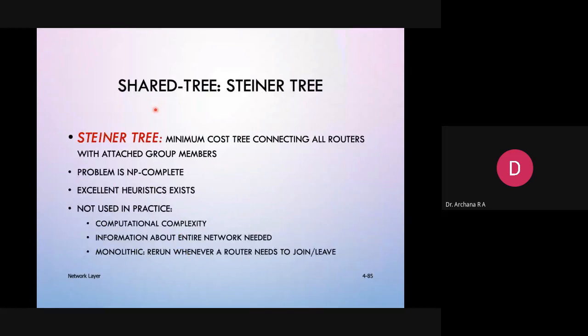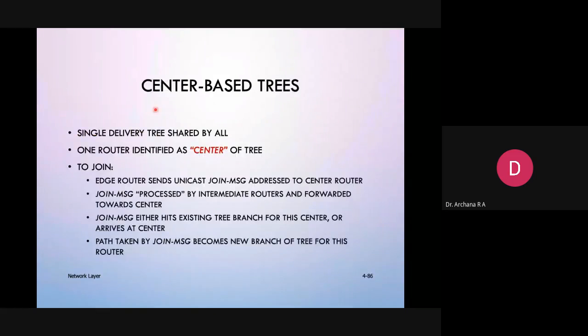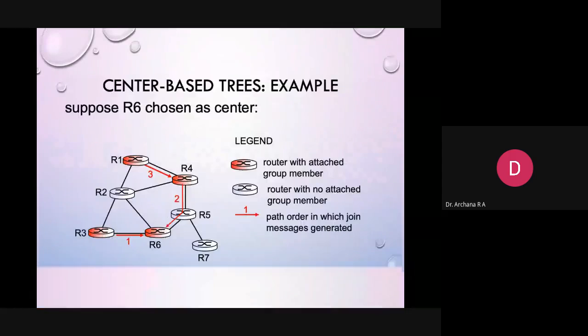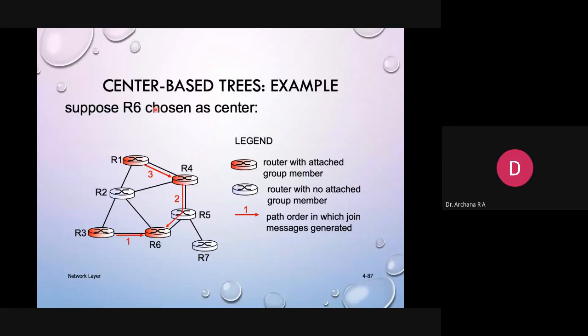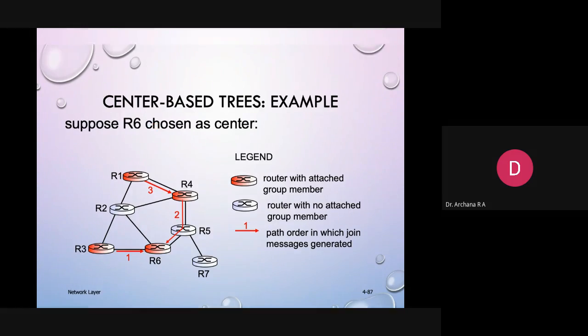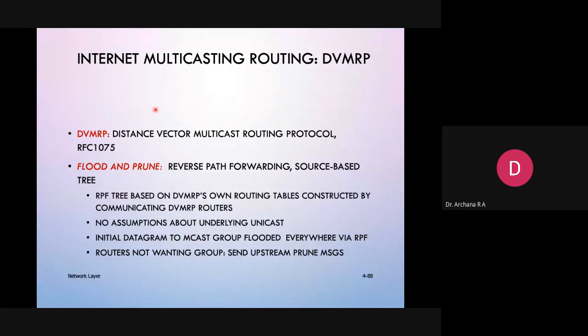Okay, we have seen the shared tree. The shared tree cannot be implemented practically. It is very complex to implement, and we have a problem with respect to NP completeness. That's why it cannot be implemented practically. And center-based trees, where you choose the center node, and each and every node existing at the edges is going to send join messages. They can join the center node directly or through intermediate routers. Okay, this is center-based trees, and DVMRP, that is distance vector multicast routing protocol.